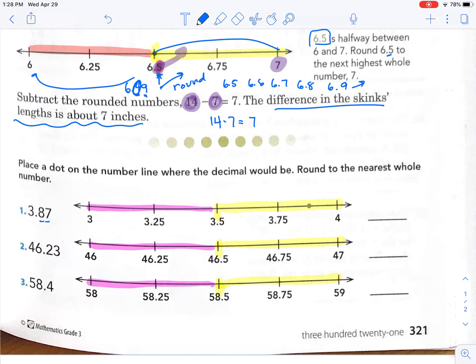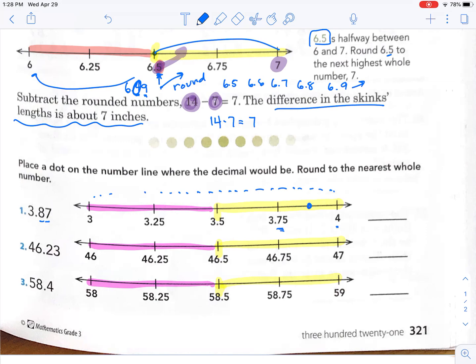So if you're thinking about this in pennies and dimes, boys and girls, 87 cents. So if this was between $3 and $4, and there's all pennies in between, right? Like 100 little pennies in between. Where would 87 cents be? Well, it's more than 75 cents. I see that, but it's less than $4.